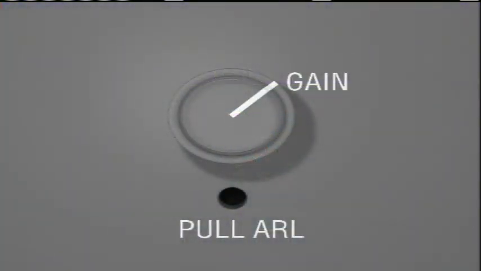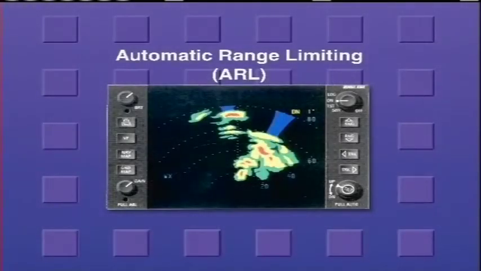When selected, the RDR 2100 features automatic range limiting, or ARL circuitry, which allows the system to graphically display areas that the radar cannot penetrate due to signal attenuation. Typically, the RDR 2100 will display blue areas on the far side of a series of severe weather systems. Pilots should avoid flying into these blue areas.